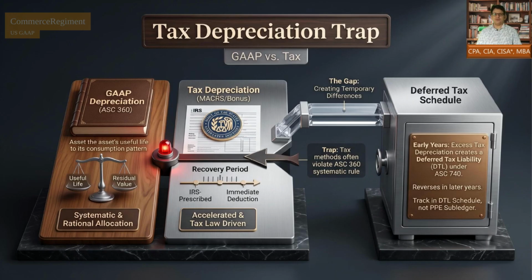The difference between book basis and tax basis creates temporary differences under ASC 740. In early years, tax depreciation may exceed book depreciation, often creating a deferred tax liability that reverses later.